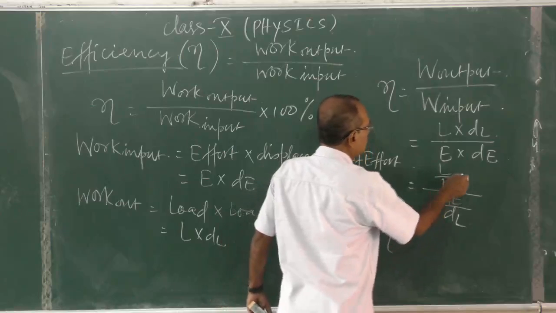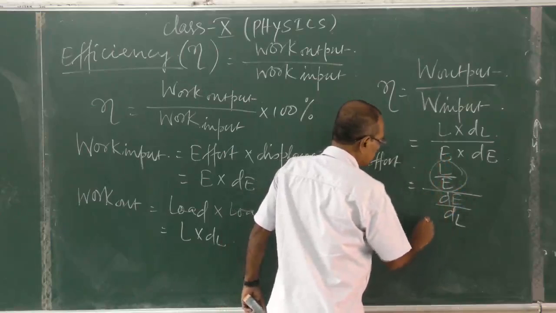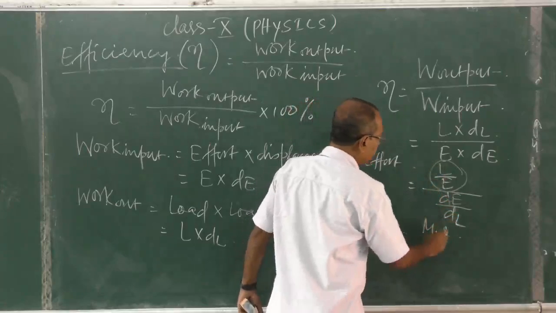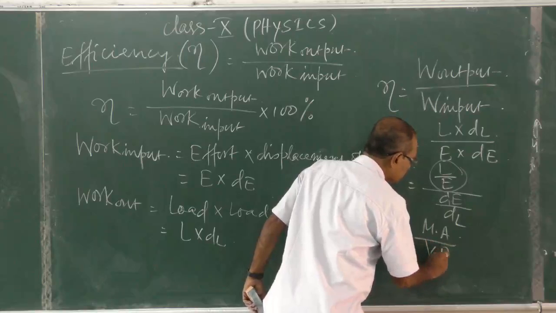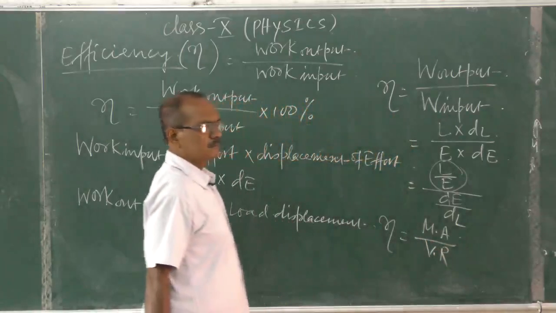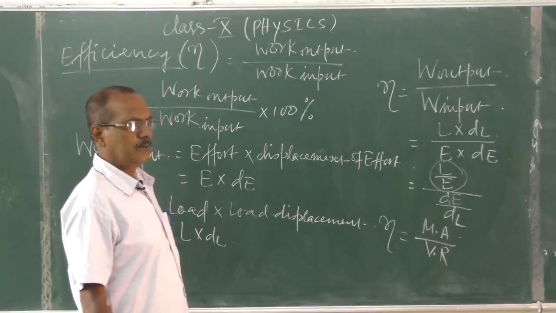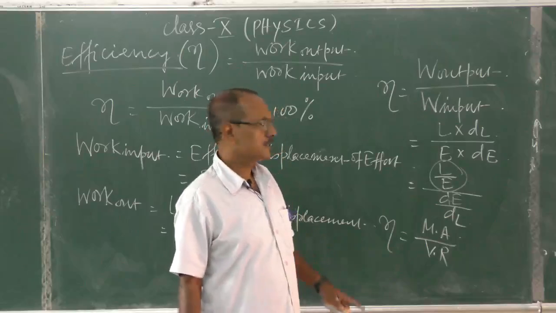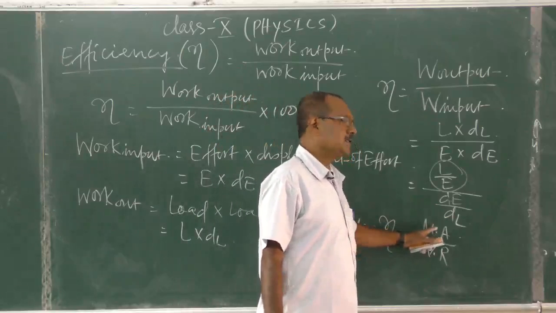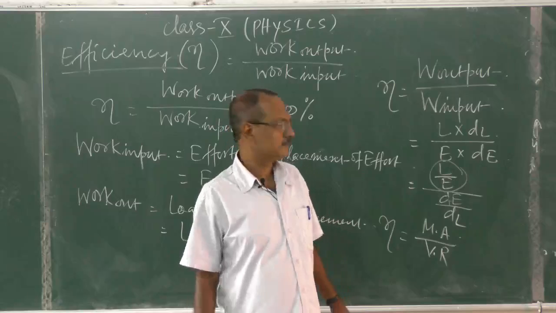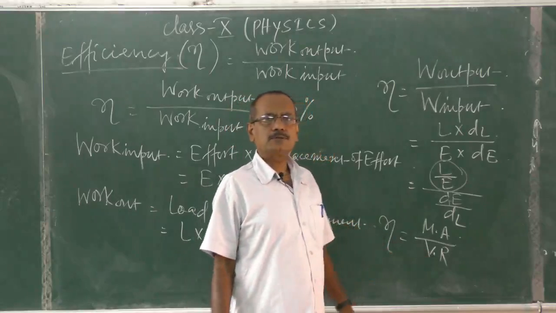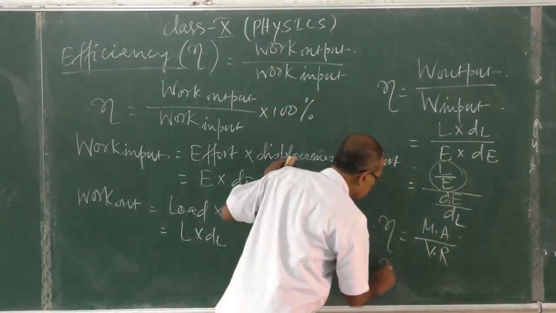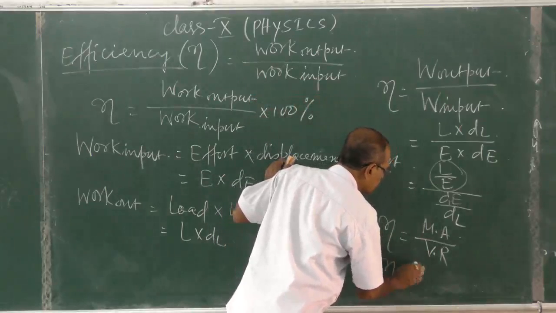So efficiency is equal to, this one is what? Mechanical advantage, load by effort. dE by dL is velocity ratio. Another quantity we got what? Efficiency is the ratio of mechanical advantage to the velocity ratio. Yes, and it can be written in percentage also.